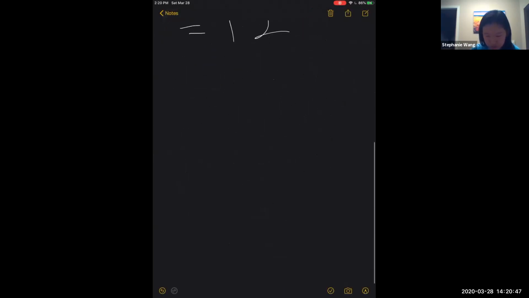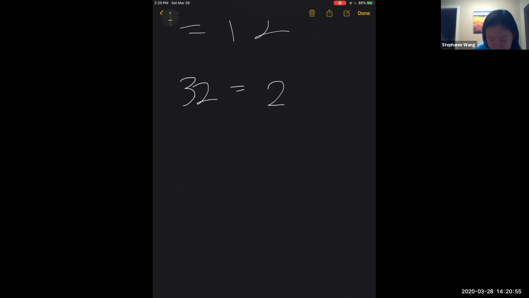Another example, I'll show you guys another example. If we're gonna do a number like 32, it would be 2 to the 5th. So then the number of divisors would just be 5 plus 1 is 6. So that's how you find the number of divisors of a number.